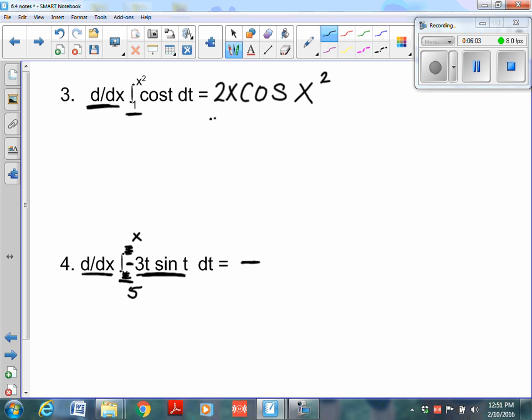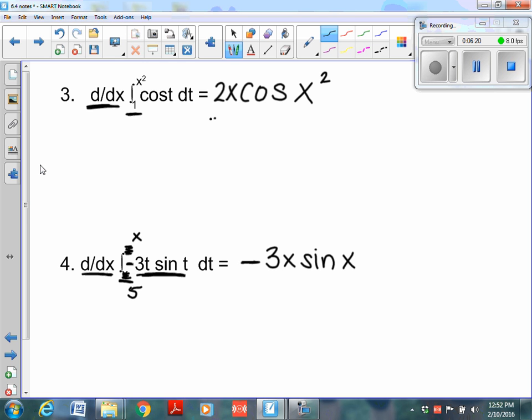And in place of my t's, what am I going to put there? X. 3x sine of x. Final answer. The derivative of x is 1. Final answer. Recognize that this is part 1 of the fundamental theorem of calculus.